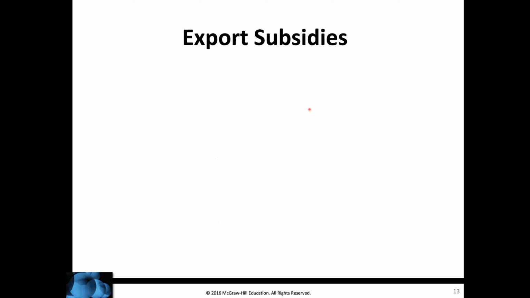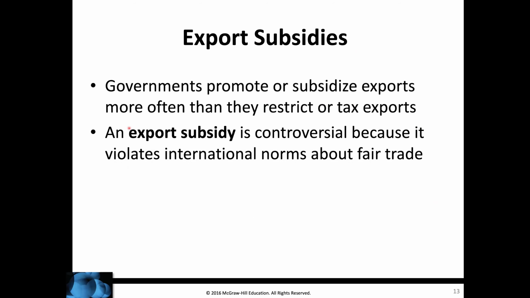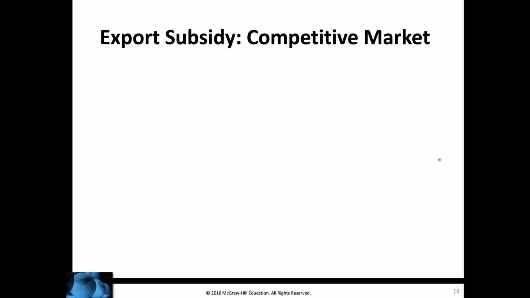So now let's talk about export subsidies. Before this, we were looking at dumping and different reasons why countries or nations may want to dump. Now let's look at subsidies for exports. Governments promote or subsidize exports more often than they restrict or tax exports. An export subsidy is controversial because it violates international norms about fair trade. So one nation is trying to make sure that their exporting industries have the upper hand.